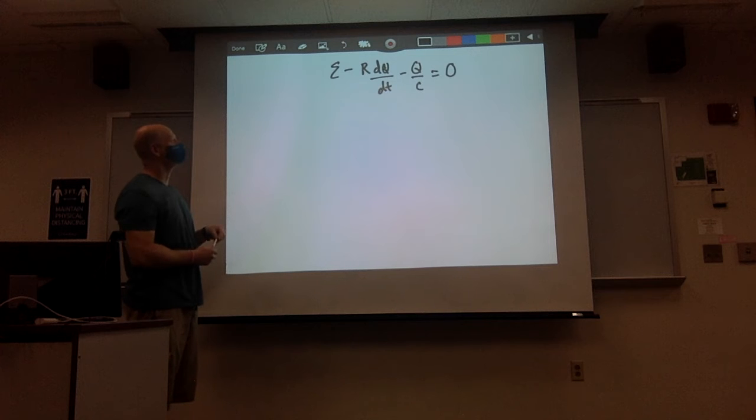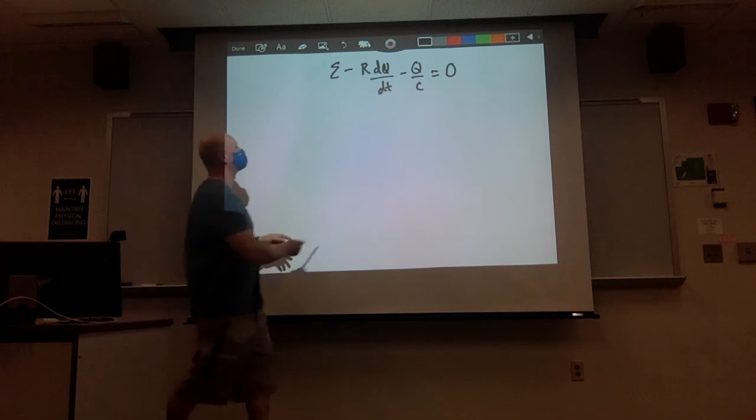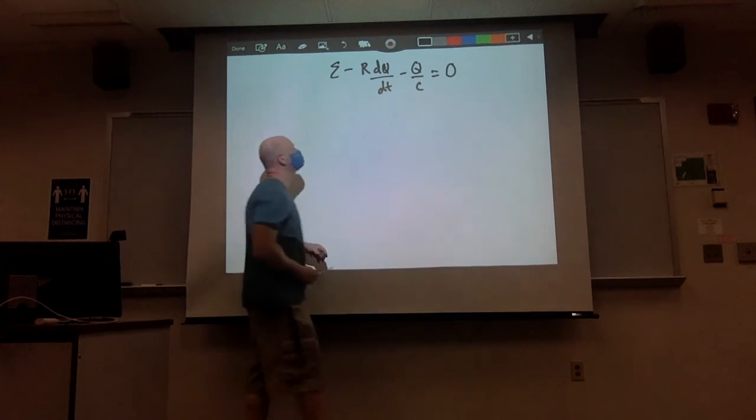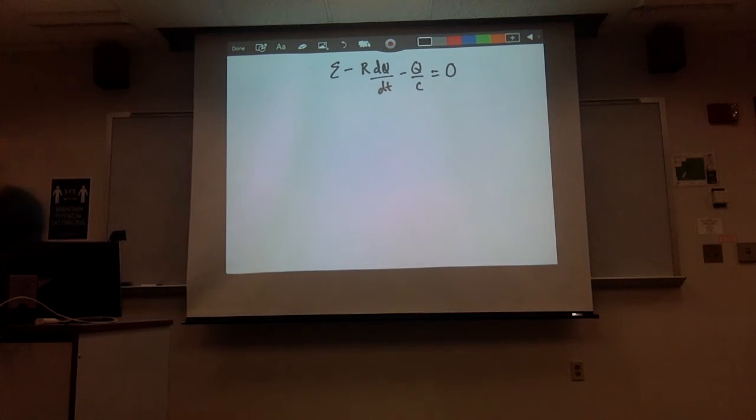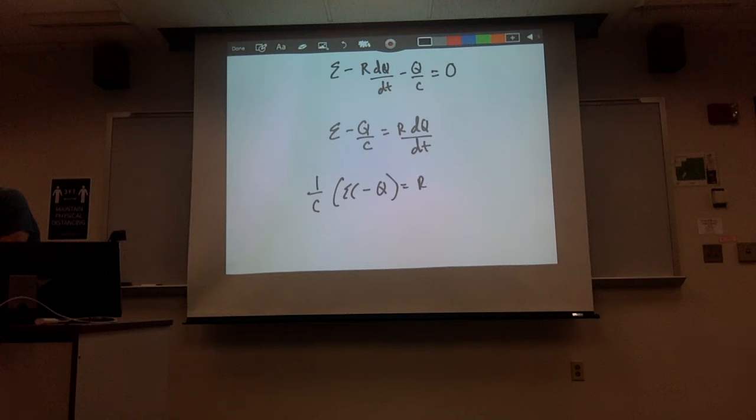So now what I'm going to do is subtract this guy over to here. So in this case, I'm going to get E minus Q over C is equal to R dq/dt. Next thing I'm going to do is factor out 1 over C. So I'm going to get 1 over C times (E times C minus Q) is equal to R times dq divided by dt.